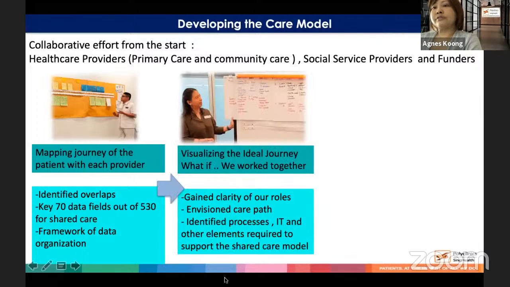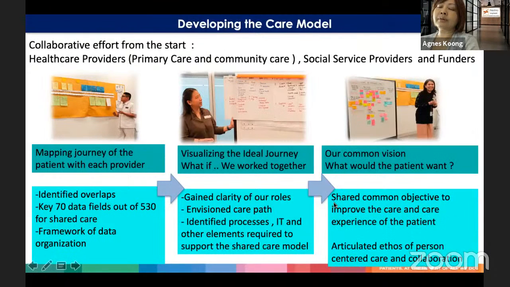So what we did next was to visualize the ideal journey, right? So what if we collaborated and we worked together? What would the ideal journey look like? So through this exercise, we gained clarity of our roles. So we realized that we had a predominant role, and we also realized where we complemented each other in the community. So there were also processes, IT, and other elements required that we identified that would support this model of shared care. The next button, please.